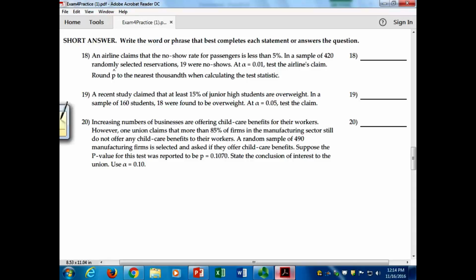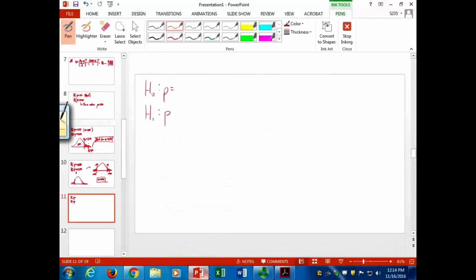So we're trying to show it's less than 5%. So less than 5% has to be what, our null or our alternative? Yeah, so the null hypothesis can never be less than, or greater than. So then that means our null hypothesis would have to be 5%. So we'll assume it is 5%, and maybe we can show it's less than that. All right?